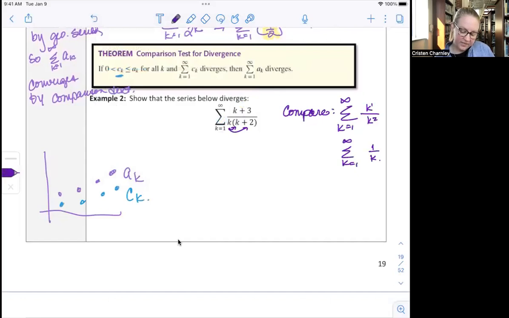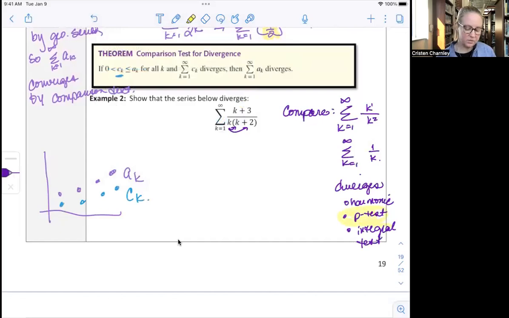Now, if I look at this, I know that this diverges. What did we call it? We initially called it harmonic. And then last lesson, we said that this would diverge by the p-test and also the integral test. Any of those are valid reasons, but most of the time you'll see folks refer to it as the p-test as a good reason why it diverges, or the harmonic series.